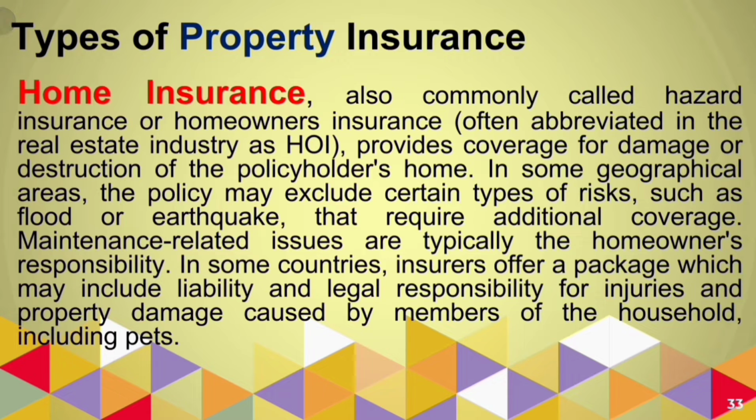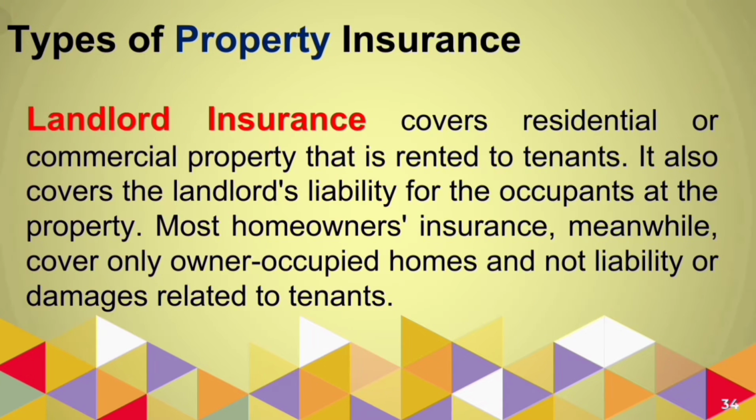In some geographical areas, the policy may exclude certain types of risks such as flood or earthquake that require additional coverage. Maintenance-related issues are typically the homeowner's responsibility. In some countries, insurers offer a package which may include liability and legal responsibility for injuries and property damage caused by members of the household, including pets. Types of property insurance. Landlord insurance covers residential or commercial property that is rented to tenants. It also covers the landlord's liability for the occupants at the property. Most homeowners insurance, meanwhile, covers only owner-occupied homes and not liability or damages related to the tenants.